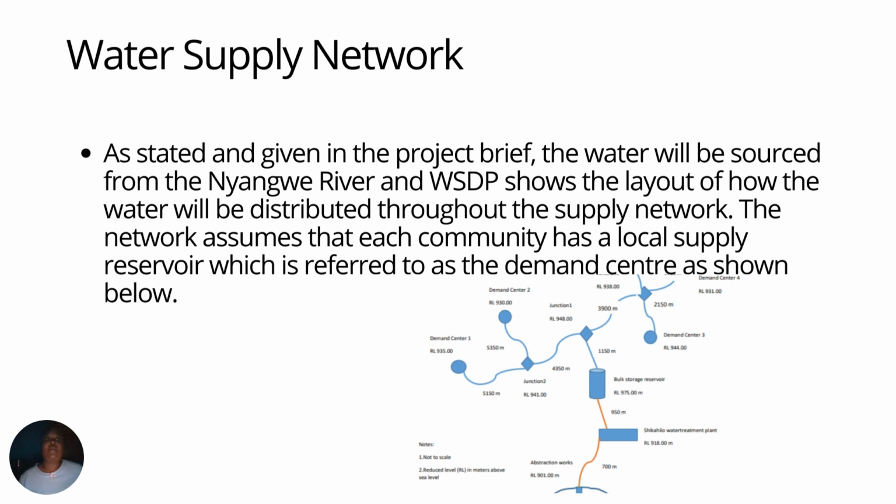Now, water supply network. As stated and given in the project brief, the water will be sourced from the Nyangwe River, and the WSDP shows the layout of how the water will be distributed throughout the supply network. The network assumes that each community has a local supply reservoir, which is referred to as the demand centers, as shown below.